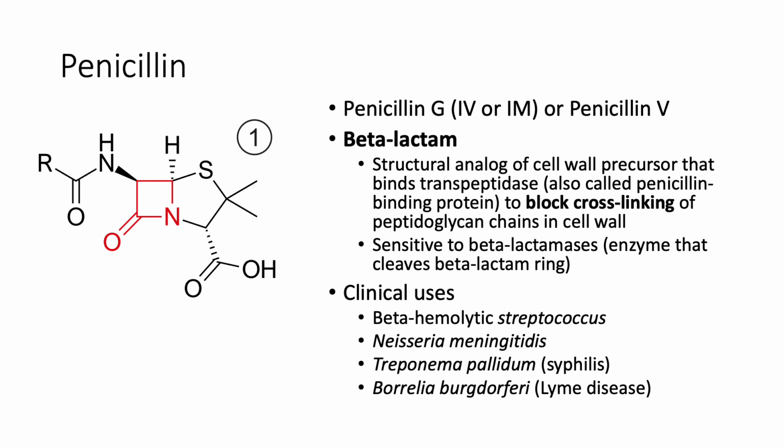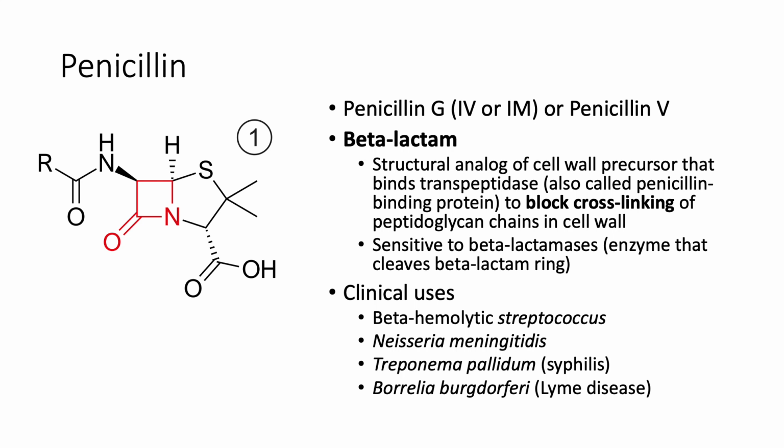The way they do that is they are structural analogs of cell wall precursors that bind transpeptidase, which is the enzyme that cross-links peptidoglycan chains in the cell wall. So these beta-lactam antibiotics inhibit that process and prevent replicating bacteria from building cell wall.